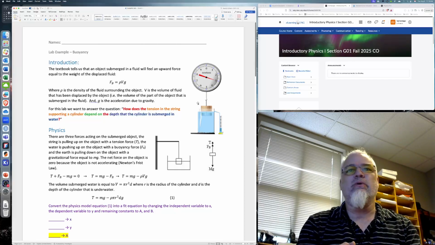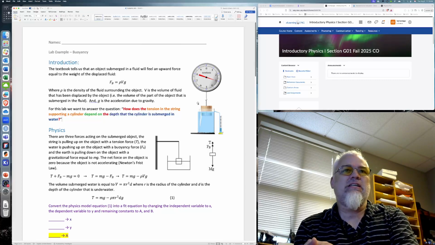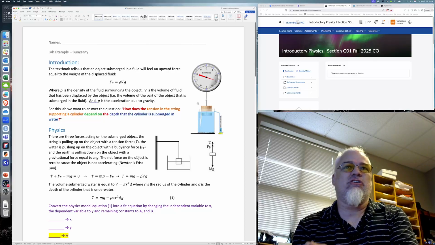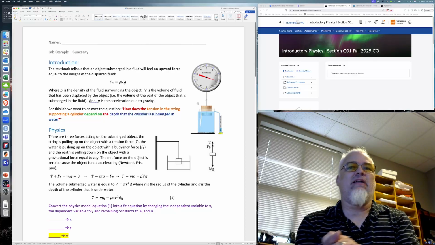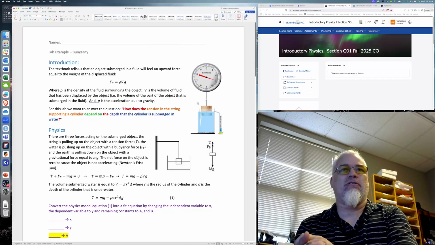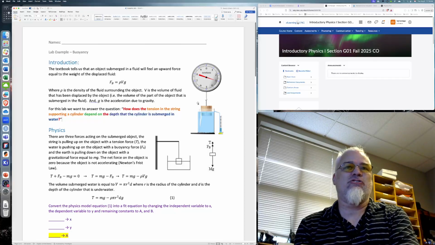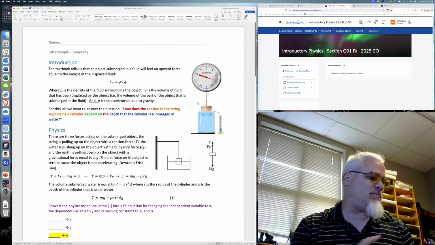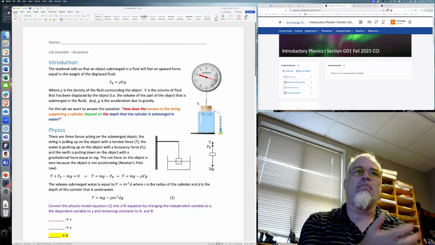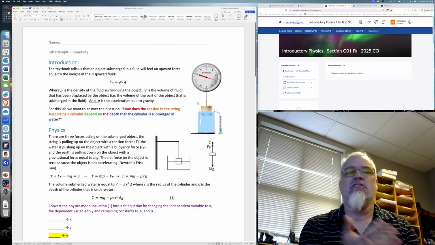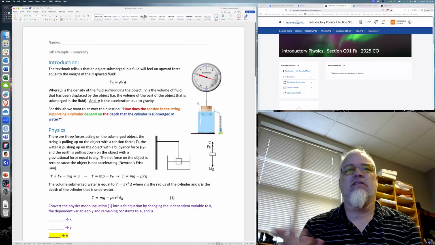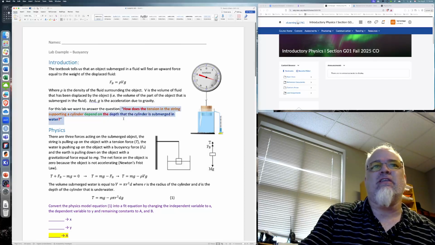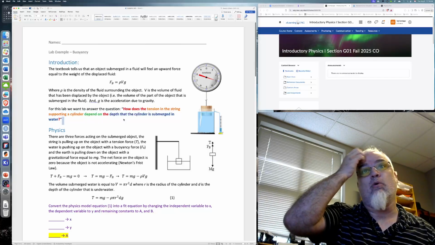We want to both predict what that relationship is going to look like, how does the tension depend on the depth of the cylinder, and then also measure how that relationship looks. Ultimately, the purpose of the lab is to compare our prediction based on physics to our measurements that we do in the lab. So every lab starts with a question, and this question is really, really important.